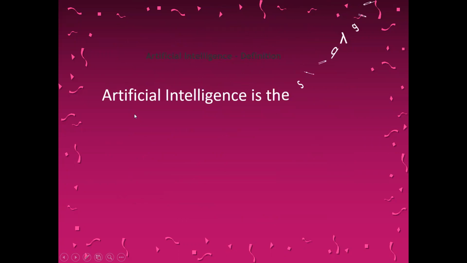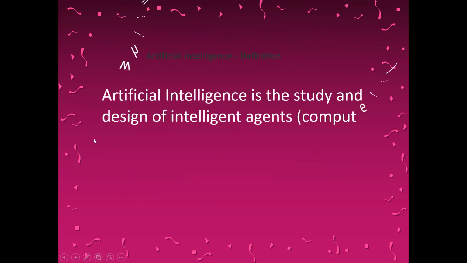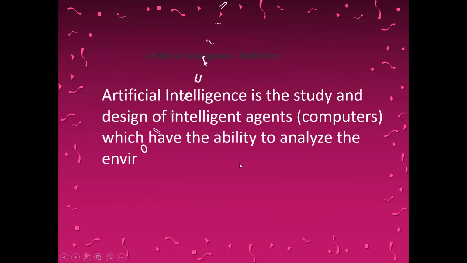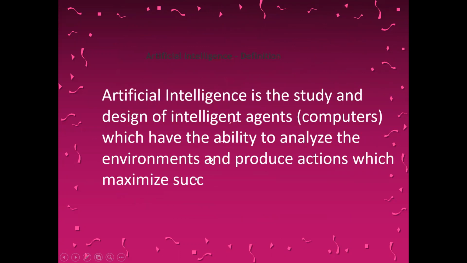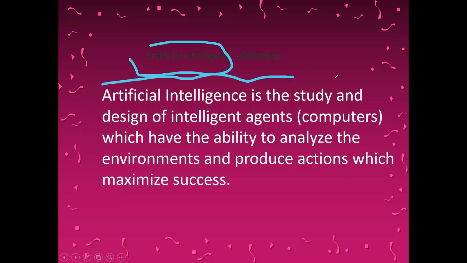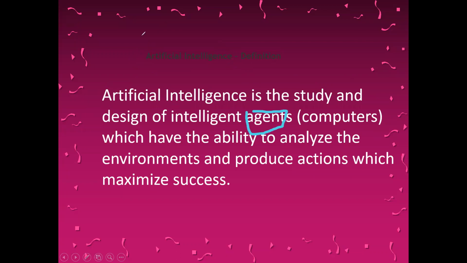Next. First of all, the artificial intelligence definition. This is the main definition for artificial intelligence if it is asked. Artificial intelligence is the study and designing of artificial agents, that is computers, which have the ability to analyze the environment and produce actions which maximize success. What is the main meaning of artificial intelligence? Mostly, it is the study of the design of intelligent agents, that is a machine. Here agents means machines which have the ability to analyze the environment, and produce actions regarding that analysis and maximally aim for success. Right?